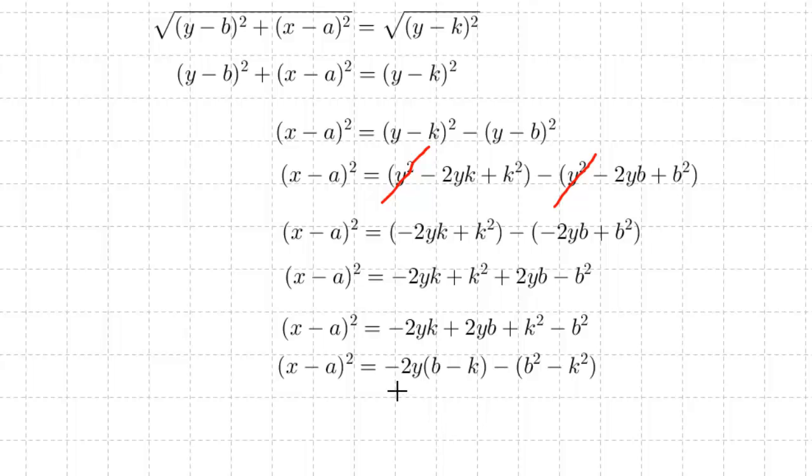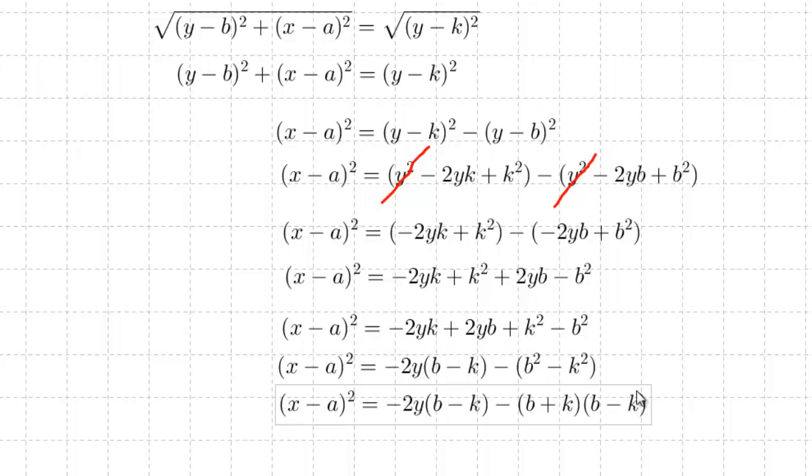In fact, I'm going to take a negative 2y out of both terms, so notice that changes the sign. I can rewrite these as negative 2y times the quantity b minus k, and put a minus sign in front of these terms, basically factoring out a negative 1. Instead of plus k squared minus b squared, I rearrange the terms and get negative b squared minus k squared. So we're factoring out a negative 1 out of both those terms. What is here is the same as what is here. The reason for doing that is that we're going to factor by grouping.